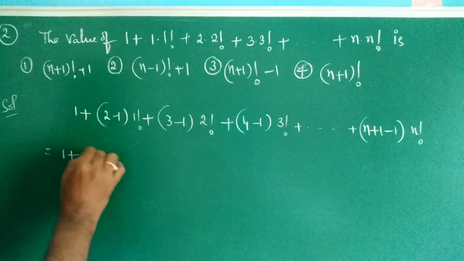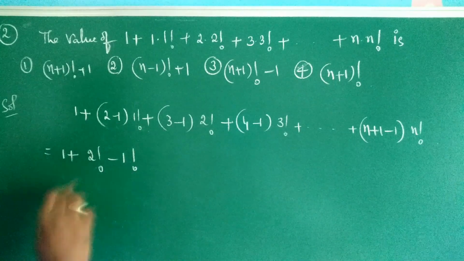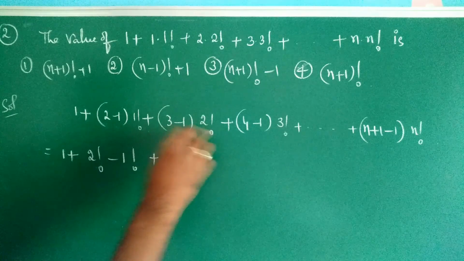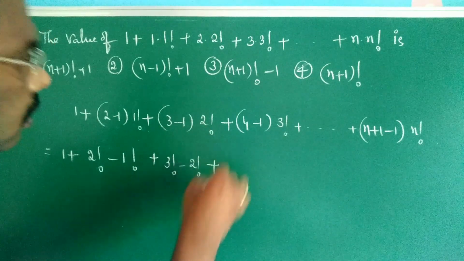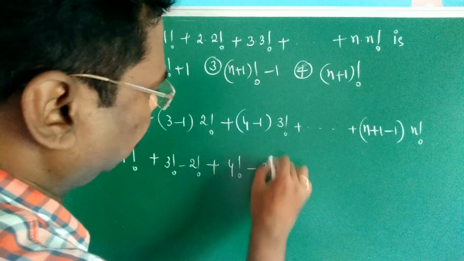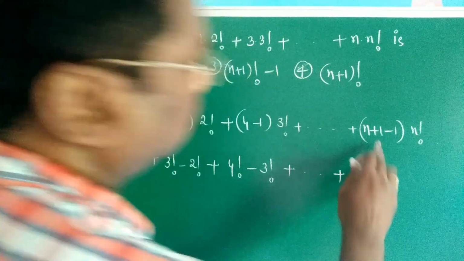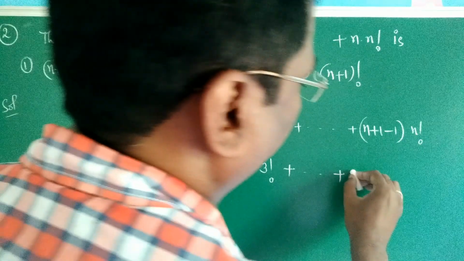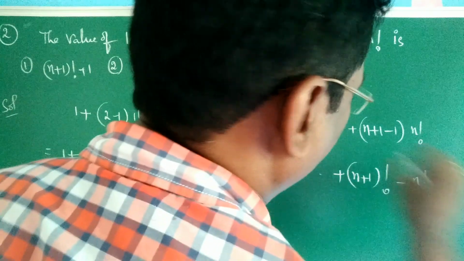Now 2 into 1 factorial is 2 factorial minus 1 into 1 factorial, that is 1 factorial. Now 3 into 2 factorial is 3 factorial minus 2 factorial. Now 4 into 3 factorial is 4 factorial minus 3 factorial, plus up to so on. Now n plus 1 into n factorial is n plus 1 factorial minus n factorial.